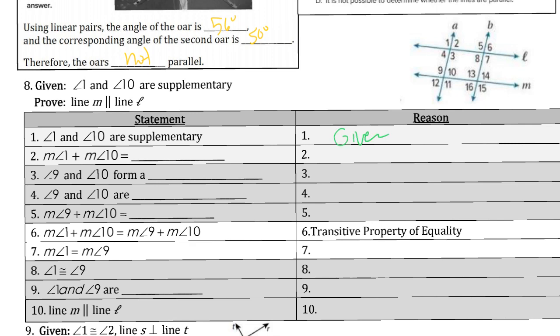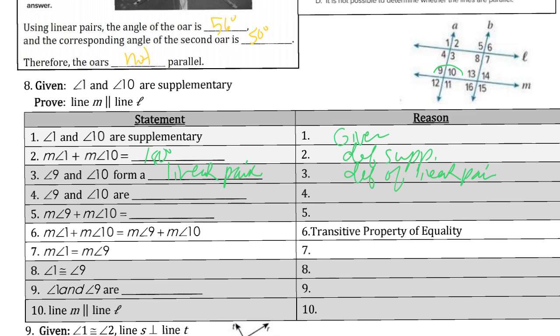Okay, the next one says, if they're supplementary, the measures are going to equal what? Well, 180 degrees. How come? Well, that's a definition of supplementary. Okay, the next thing says 9 and 10 form a what? Okay, look at 9 and 10. Ooh, those form a linear pair. How come? Well, the definition of linear pair. Okay, so if the 2 angles are right next to each other and form a straight line, then that's a linear pair.